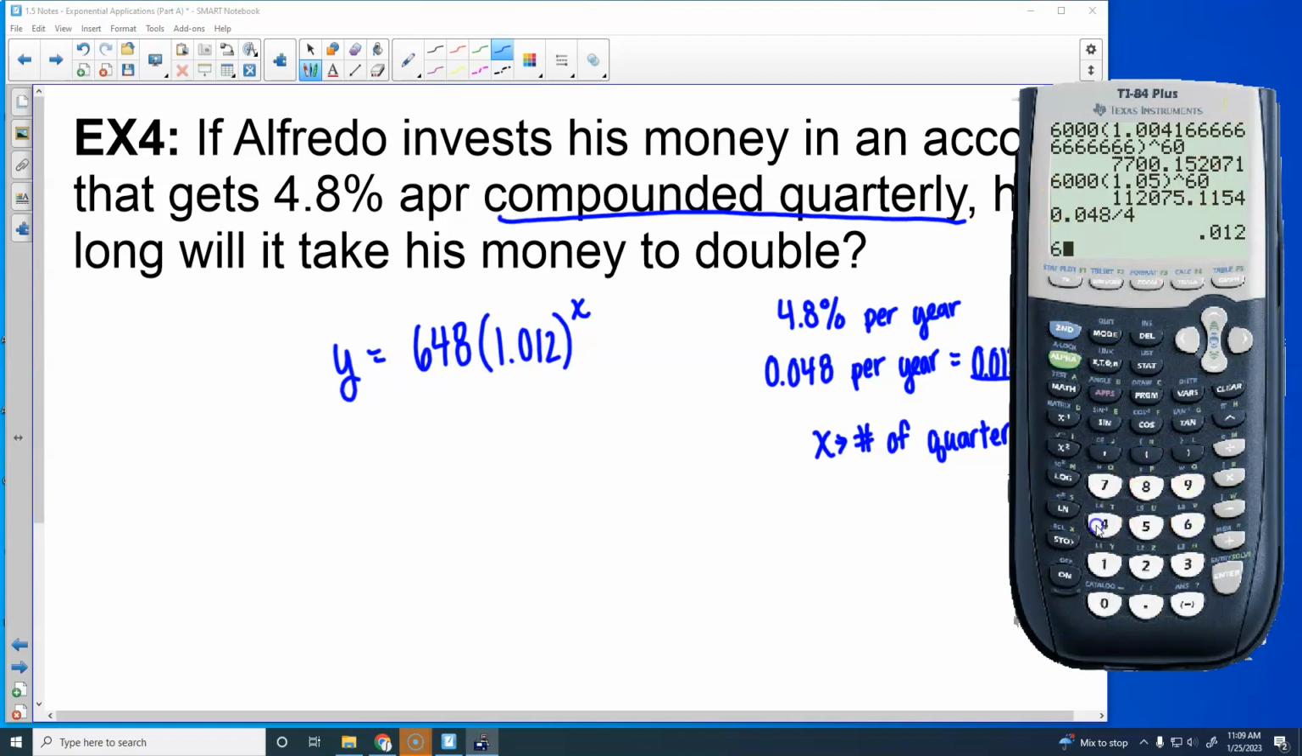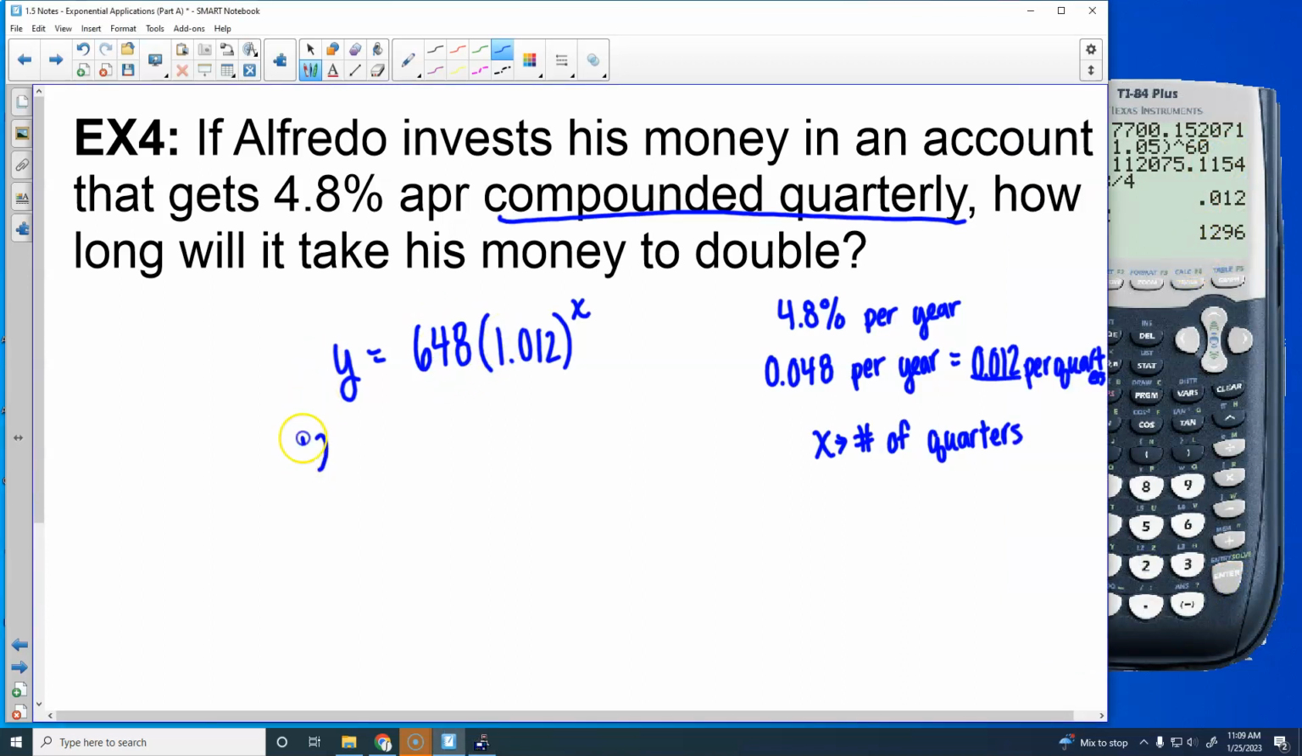So I'm going to have 648, and I'm going to double it, and that is $1,296 for me. So I want to know when Y is going to equal $1,296. I want you to do the same thing, but use your numbers. You should have a different number than 648, and you should double it to get the number that goes over here.